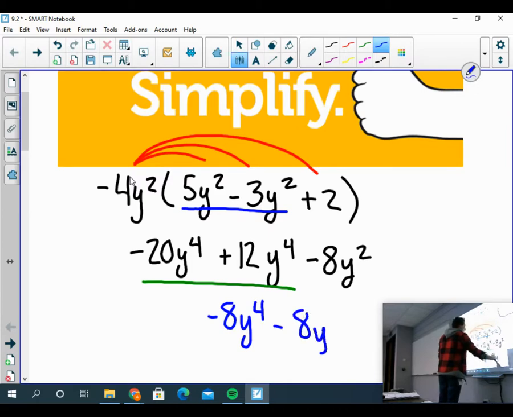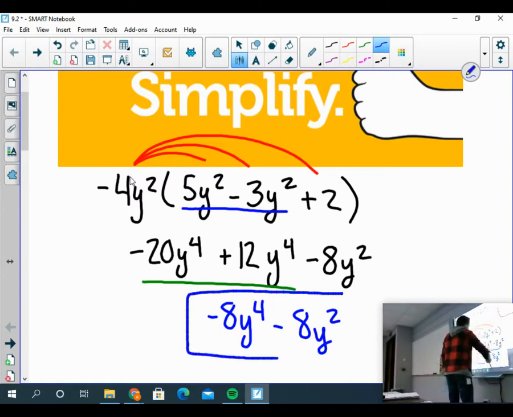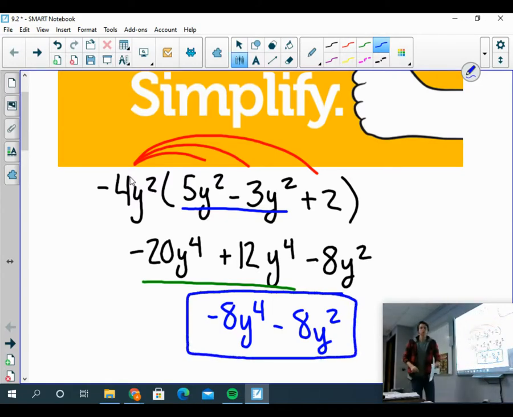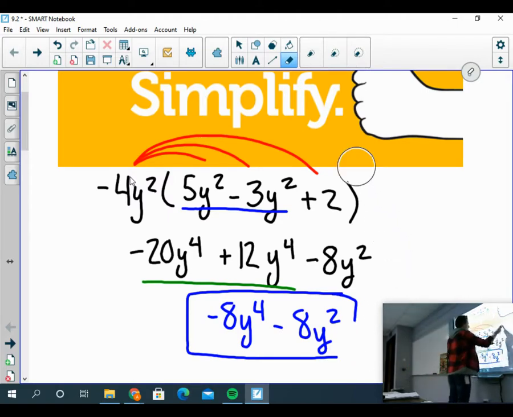Again, when we're adding and subtracting like terms, notice we don't change the exponent, just the coefficient. The exponent changes when we multiply. And so what I'm left with is negative 8y to the fourth minus 8y squared. And this is how we do distribution with binomials, monomials, and trinomials. Okay? Same process as before, you're just going to have some exponent rules mixed into the distribution process.